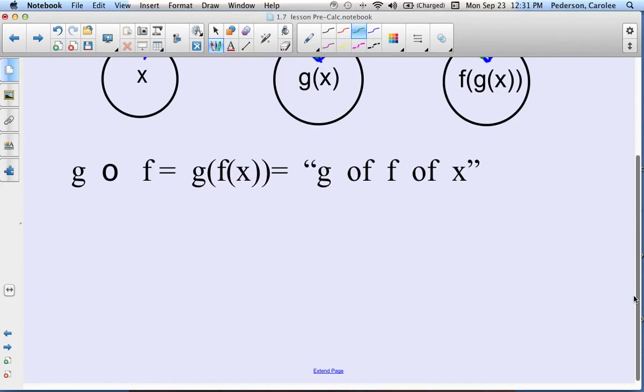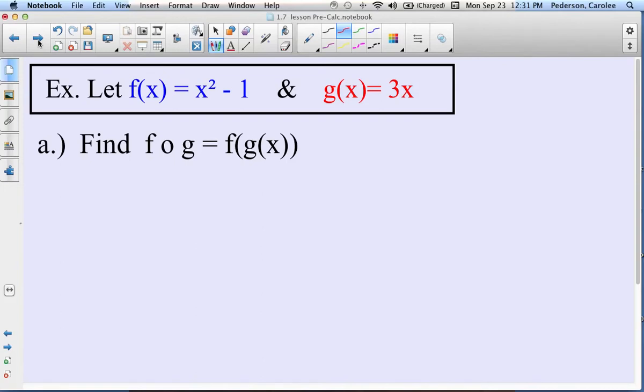We have the opposite down here, which we call goth, or as a double parentheses, g of f of x, and this is how you say it. Now just imagine the circle up above, these two circles right here and right here would flip-flop. So let's go and do an example.